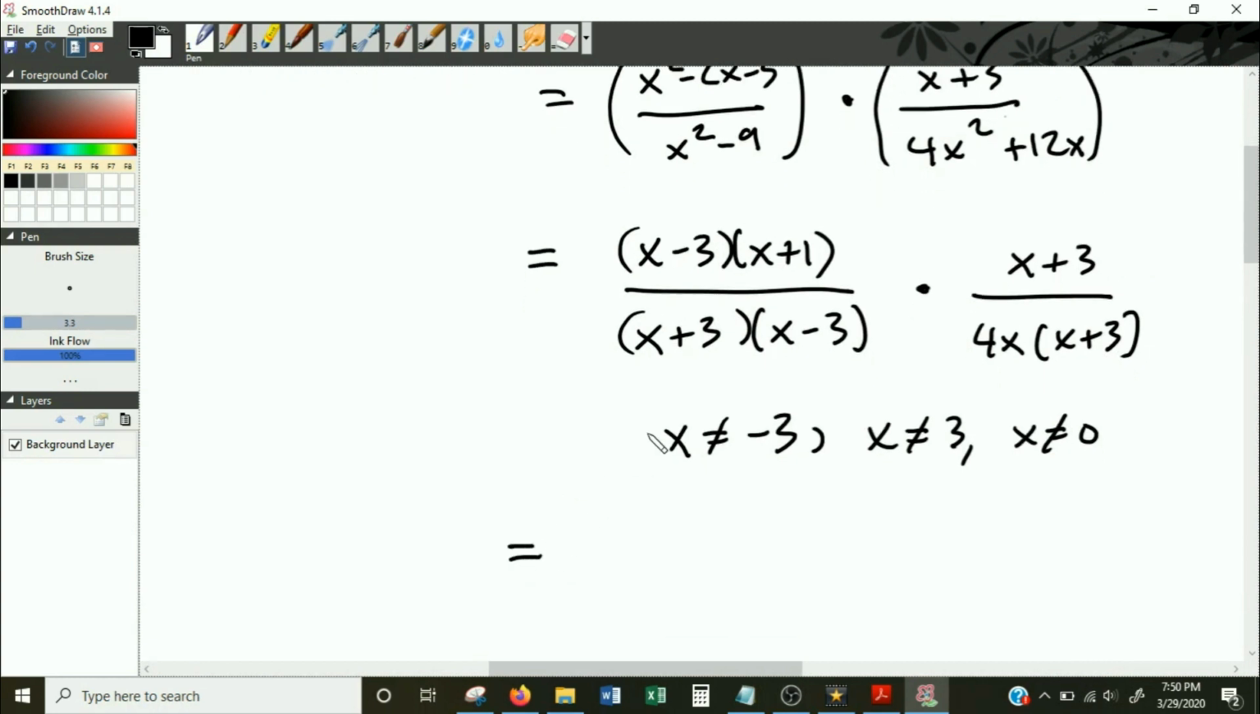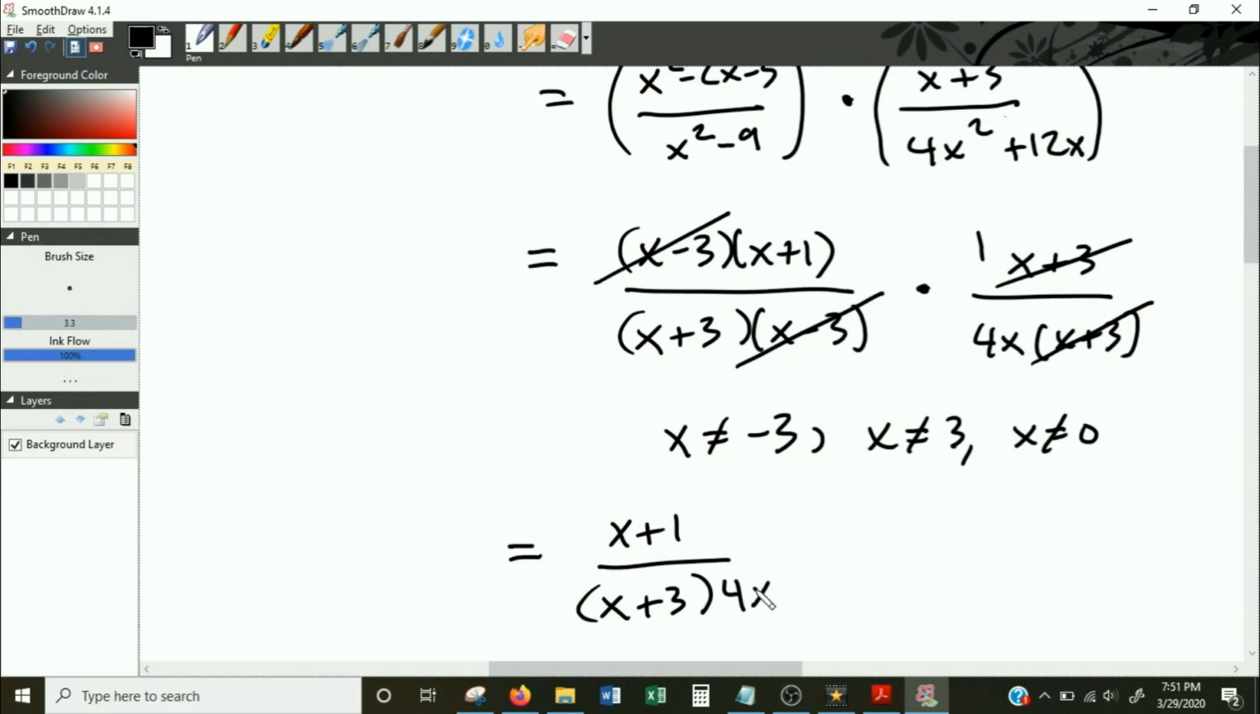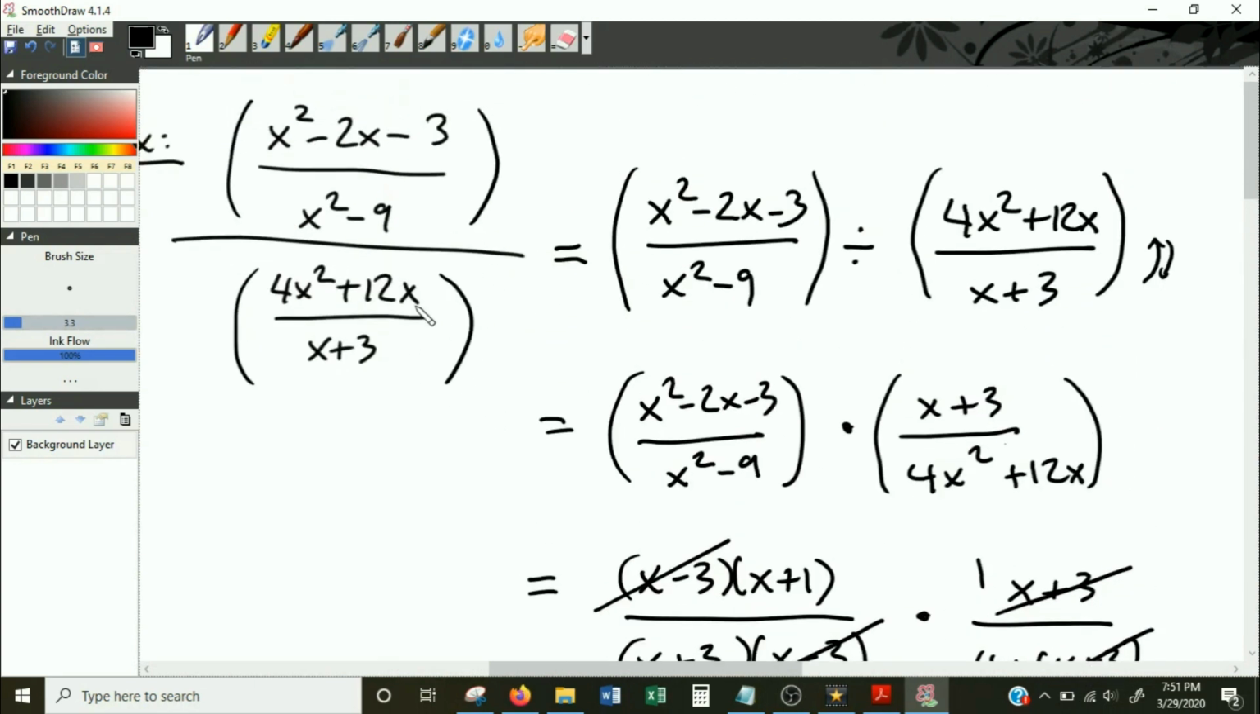Now, I can simplify this, because look, I can cancel a lot of stuff. So this will cancel out with that, and then this will cancel with this, and now I just multiply across. There's a 1 here because it got canceled out. So I'm going to get x plus 1 over x plus 3 times 4x. And this is the simplest form of that rational expression that we started with, this complicated looking compound fraction.